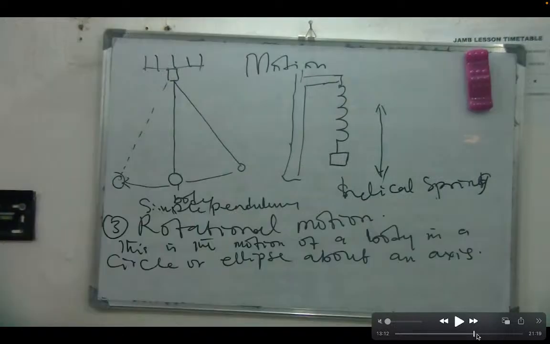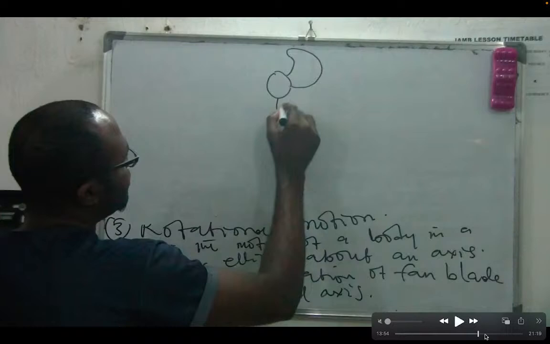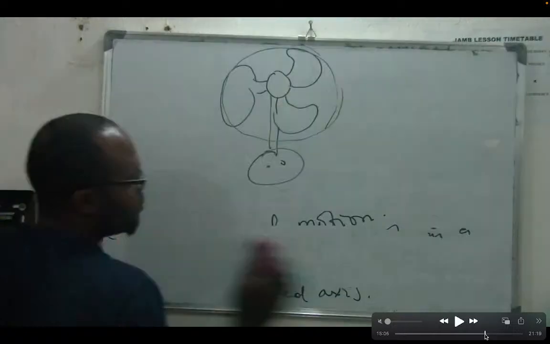Now we look at rotational motion. Rotational motion is the motion of a body in a cycle or ellipse about an axis. A typical example is the rotational motion of the earth about its axis that causes the day and night. That is rotational motion. Another good example of rotational motion is the motion of the blades of a fan. So when you turn on your fan, you find out that the blades of the fan keep rotating. That is another good example of rotational motion.